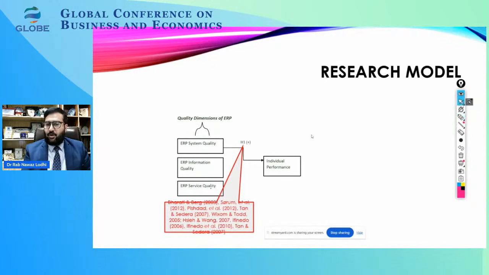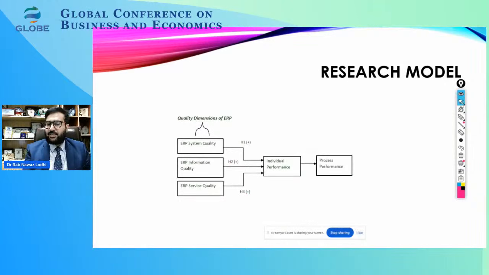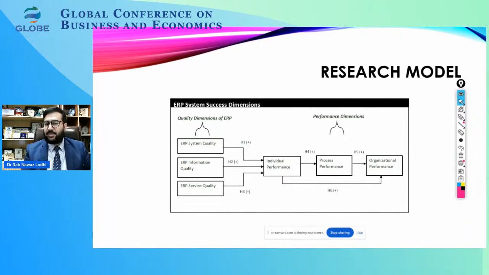So these are all theoretical evidences, in the theory, in the past literature. We need to provide the support to develop the hypothesis. So this is the first hypothesis, support, and similarly the second hypothesis, third hypothesis, fourth hypothesis, fifth hypothesis, and the sixth hypothesis. So we develop this model with the help of multiple hypotheses. This is the ERP success measurement model.